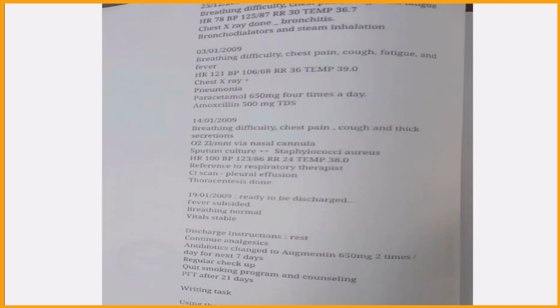What are the readings? Heart rate is high, except temperature. Okay, let's go one by one. Heart rate is very high, increased. And what about the BP? Low, it has dropped, isn't it? Yes. What about the RR? High, increased. Temperature is also high. So we can see that everything is deranged.